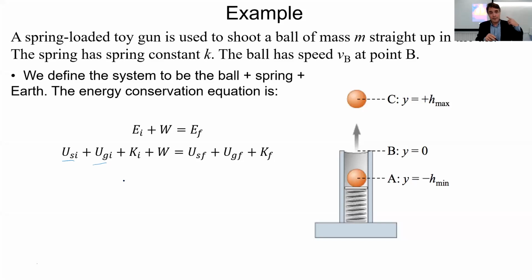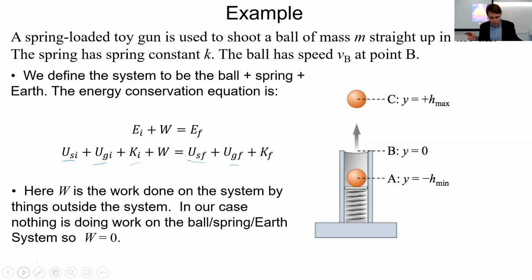And you've got the earth in our system, so that means you include this mgh, the gravitational potential energy. You just list all the energies and put a little i for initial, and then list all the energies and put little f's for final. And that's it. Then you just plug in, and most of these things end up turning out to be 0. Here, W is the work done on the system by things that are outside the system.